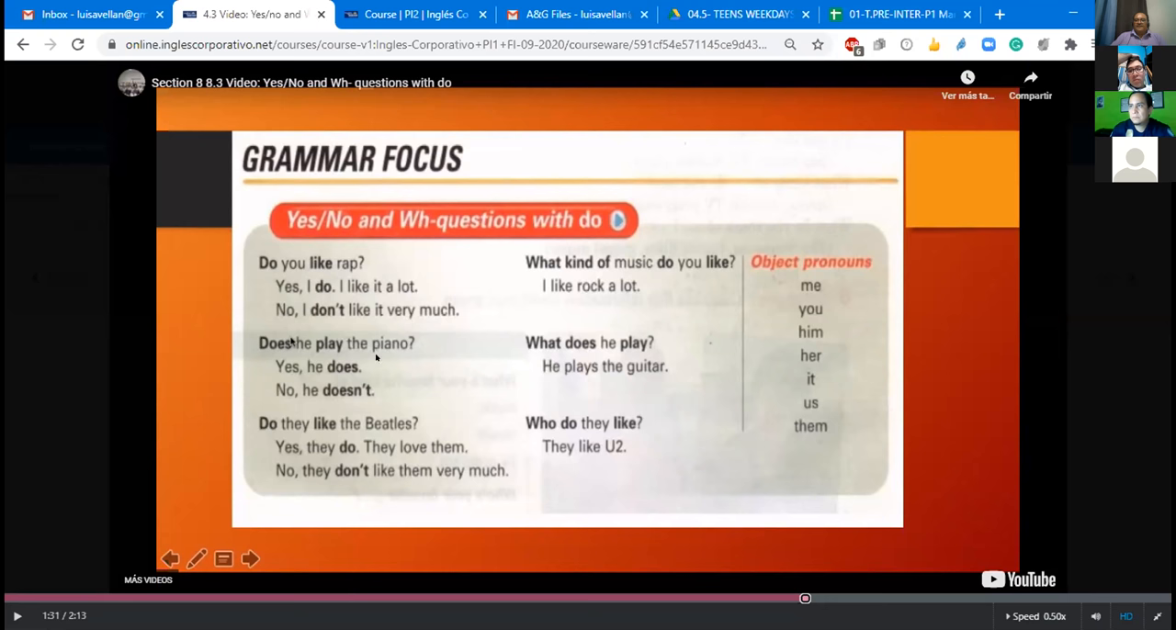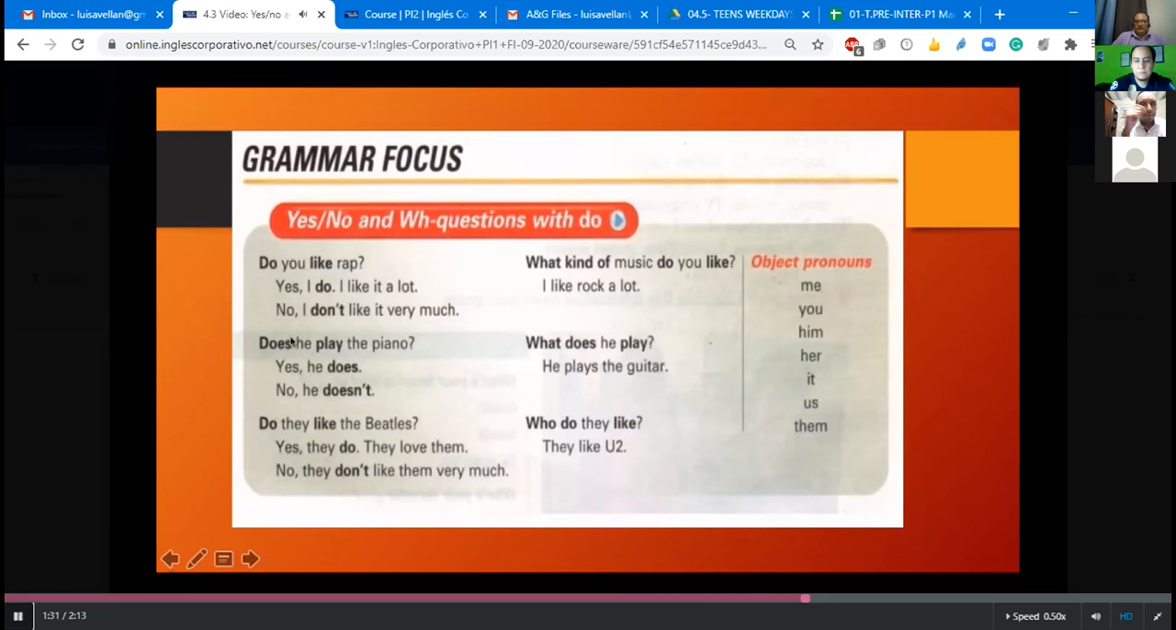Okay? For example, if I say, do you like Madonna? Then you say? No, I don't. Then you say? I don't like her because Madonna is a woman. No, okay. I don't like her very much. Okay? So these are the two possible answers, right? If you want to be more specific. Okay, what else? No doubts, no ideas?